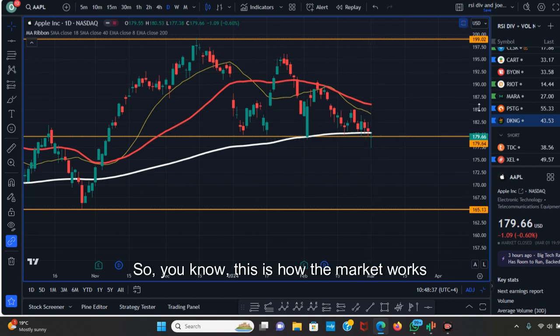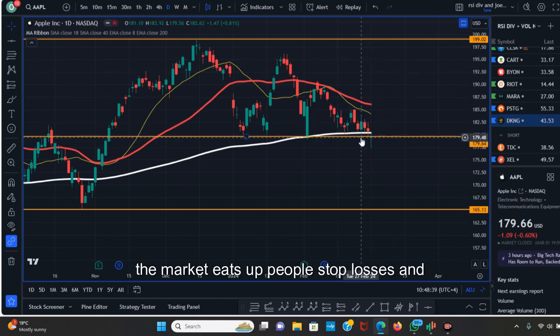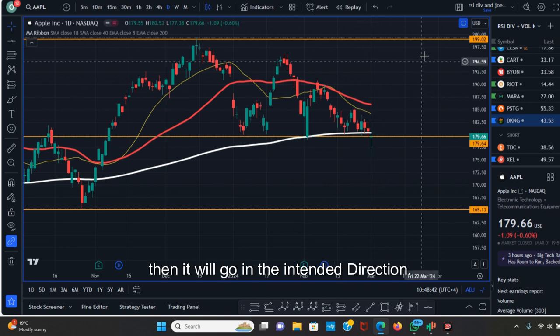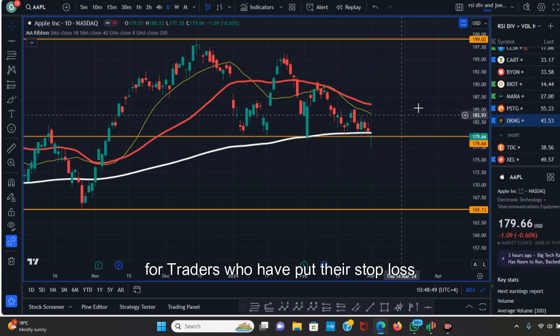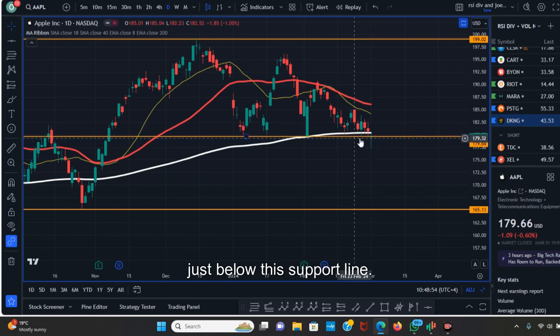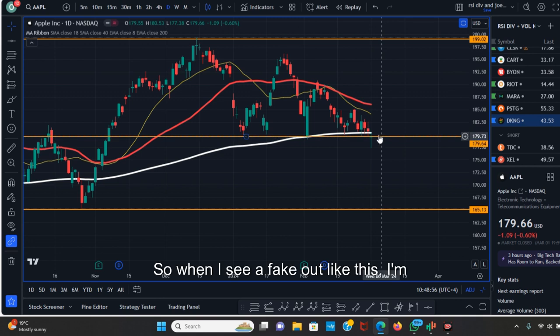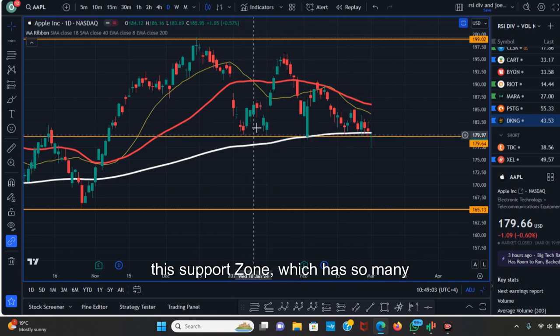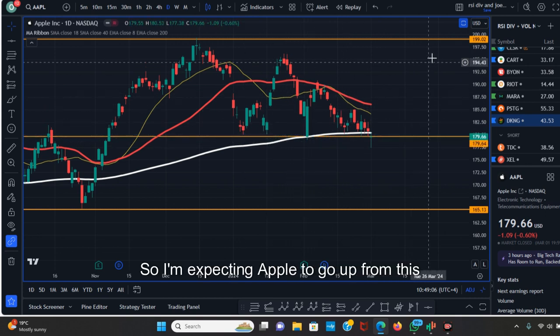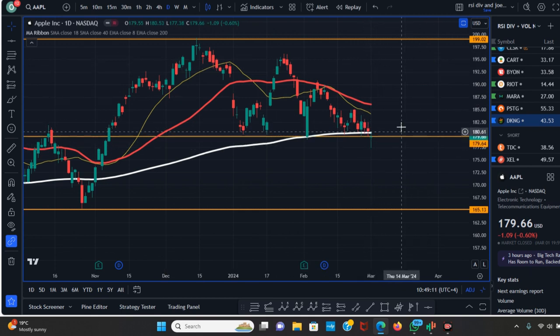So, this is how the market works. The market eats up people's stop losses and then it will go in the intended direction. So, we usually call this a fake out, for traders who have put their stop loss just below this support line. So when I see a fake out like this, I'm usually more confident about this support zone, which has so many touches. So I'm expecting Apple to go up from this support zone.